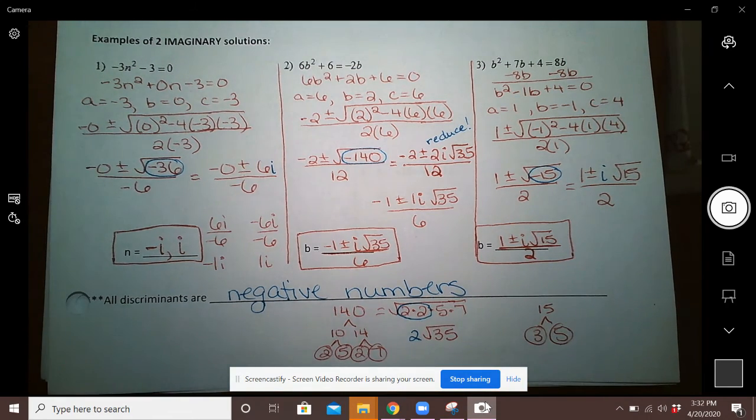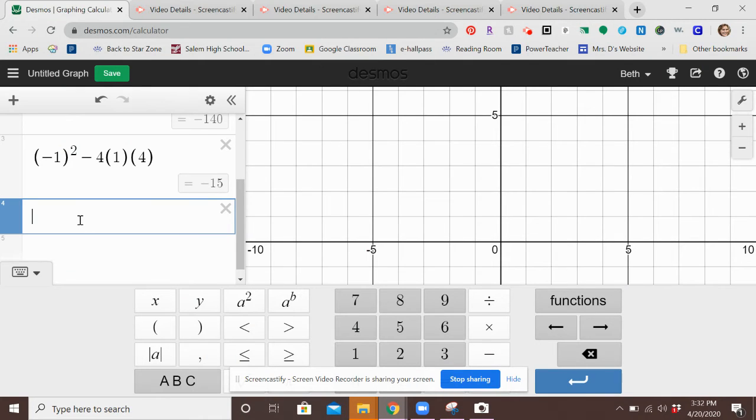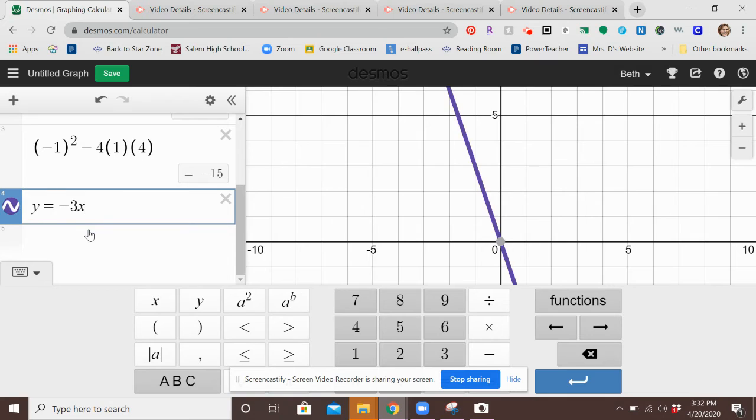The very last thing I want to do here is show you what happens when you try to solve these type of equations by graphing. So I'm going to try and graph number 1. y equals negative 3x squared plus 0x minus 3.